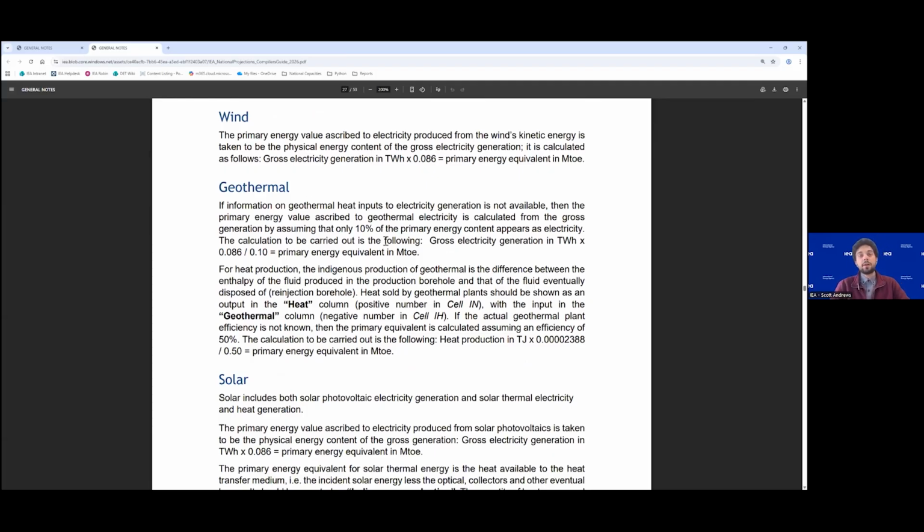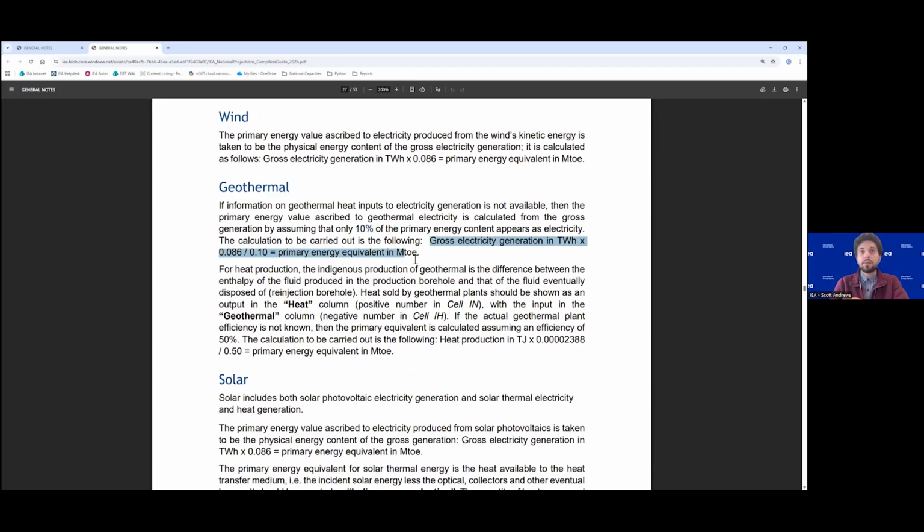And so at the ends of these paragraphs, in this case, we have two because geothermal could be used for electricity production and heat production, each with their own formulas for calculating primary energy or primary energy equivalents. And so for geothermal, we assume a 10% efficiency for electricity production. If you have, like, what the efficiency is, you can use that number instead.